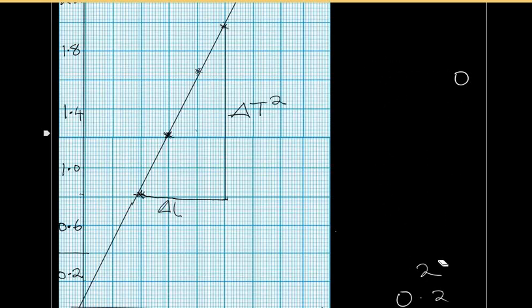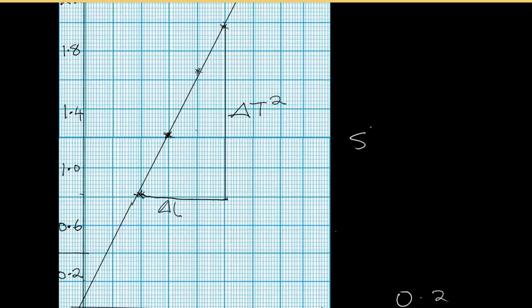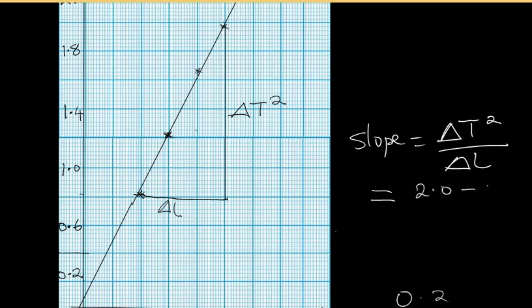So let's calculate this slope, or the gradient. Here the slope is the change in the vertical axis, which is the change in t square, divided by the change in the horizontal axis, which is the change in L. So the change in t square, from what we have here, goes from 0.8 to 2.0, so that's going to be 2.0 minus 0.8.